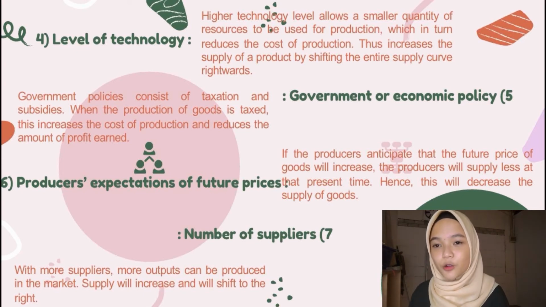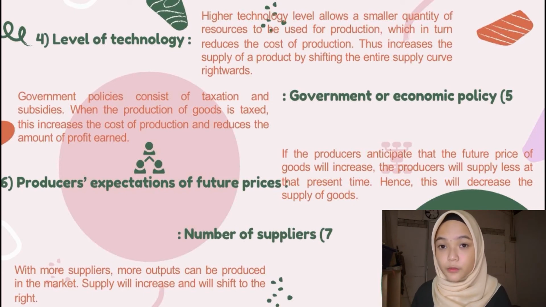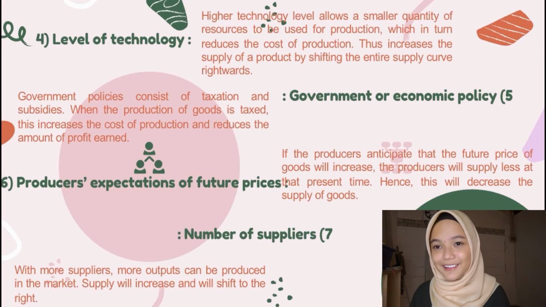Producer expectation of future price. If the producer anticipates that the future price of goods will increase, the producer will supply less at the present time. Hence, this will decrease the supply of goods. Number of suppliers. With more suppliers, more output can be produced in the market. Supply will increase and will shift to the right.